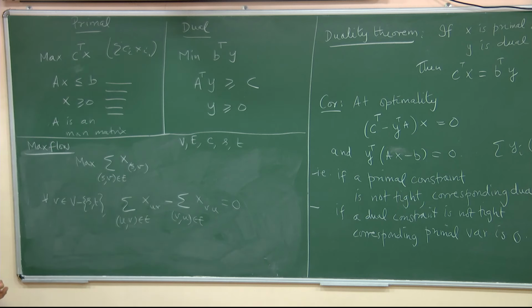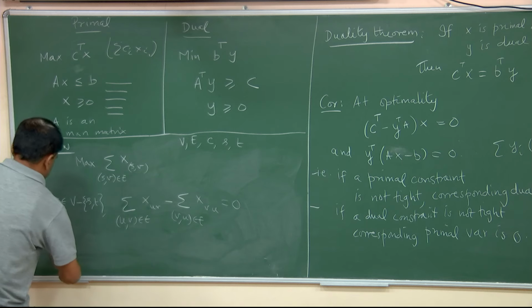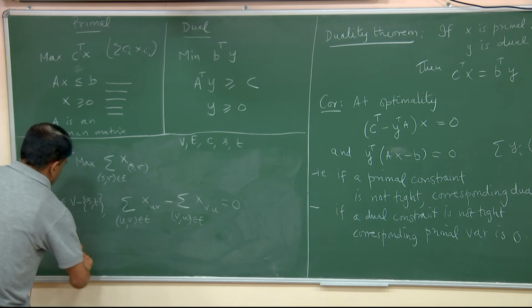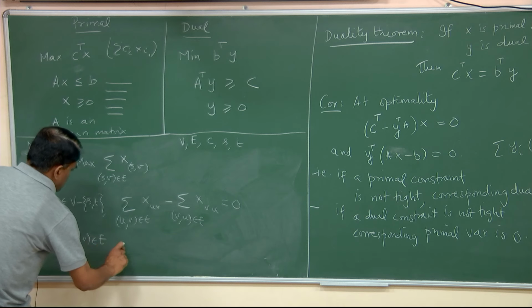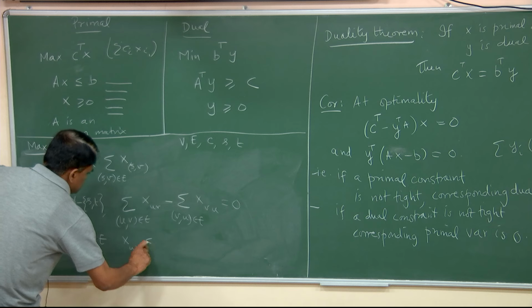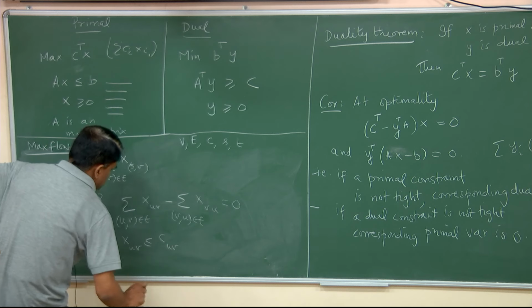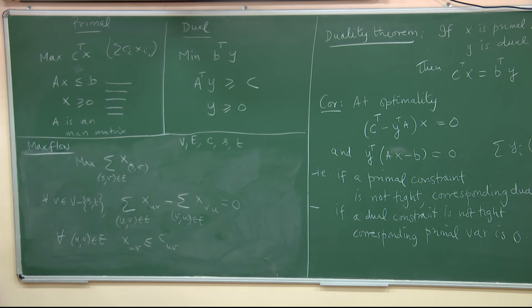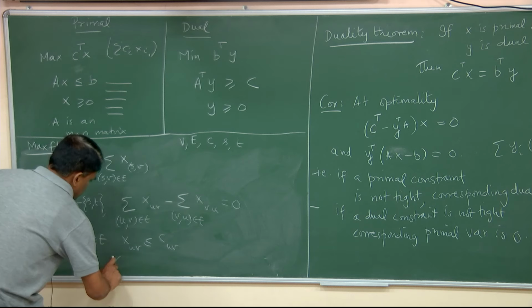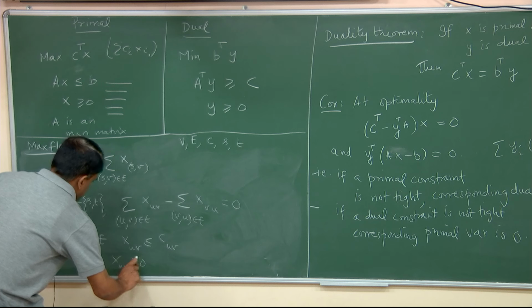So what are the other constraints? Capacity constraint, right? For every UV in E, X UV is less than or equal to its capacity. And all the X UVs are greater than or equal to 0.